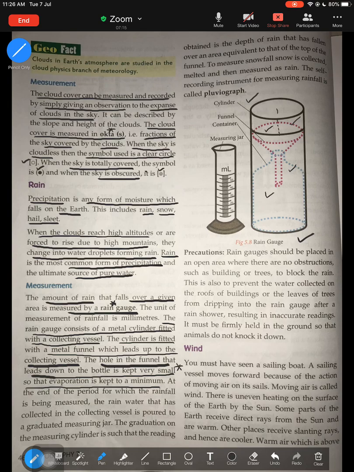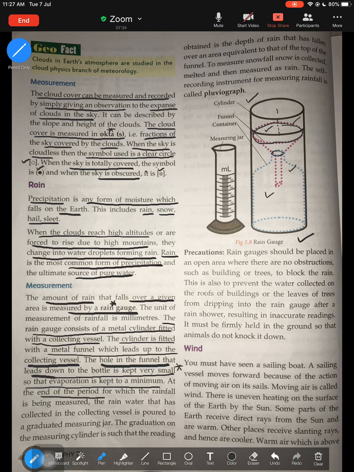Why is this hole in the funnel very small? This is very small so that evaporation is less. If you have a really big hole, meaning there can be more evaporation and you will not get the accurate reading of rainfall because most of the rain would be lost through evaporation. So that is why the hole is kept small so that evaporation is less.